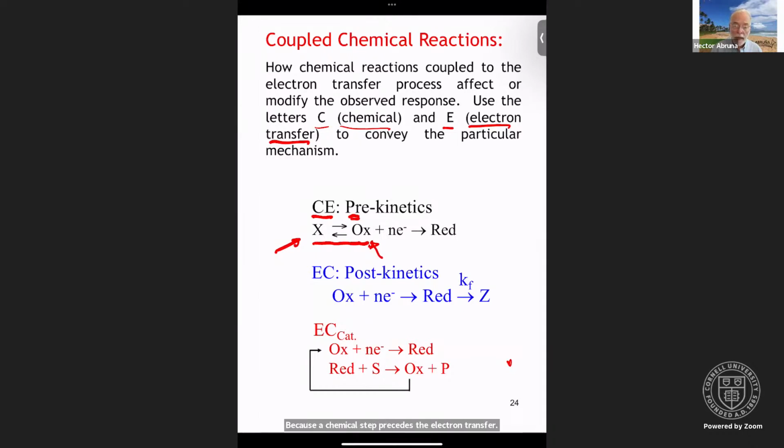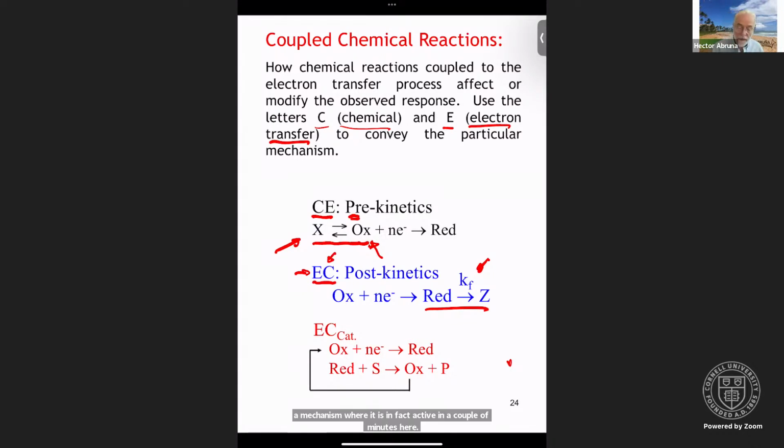In a similar vein, we can talk about post-kinetics, meaning a reaction that follows the electron transfer event. And so now we call it EC because we have electron transfer first, chemical reaction afterwards. And so this would be, as depicted here in blue, OX plus n electrons goes to Red, and then in turn with a rate constant kf goes to Z. Z can be or not be redox active. More often than not, it's not active, but we will consider a mechanism where it is in fact active in a couple of minutes here.